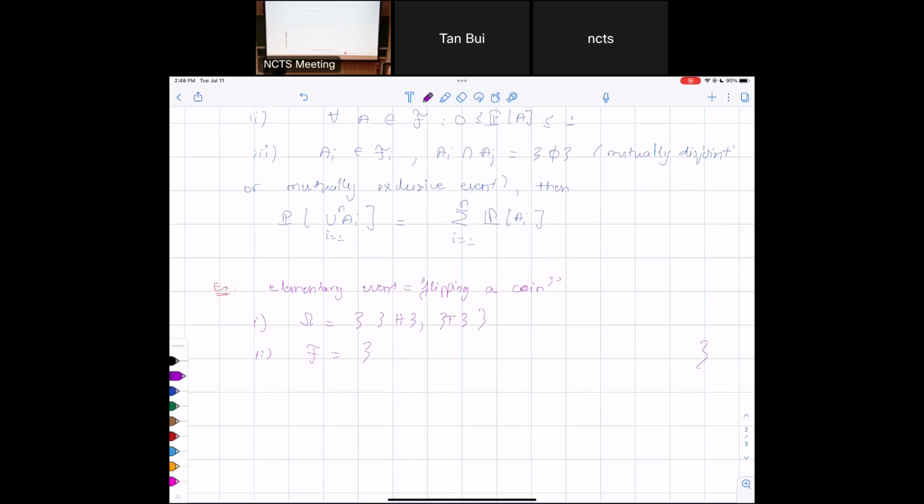Of course, the first one is the empty set. The empty set is always there; we always assume that it is there. And then, of course, head, and then, of course, tail. That's it, right? Everybody agree? Is that correct? No? So you said no. Why? Yes.